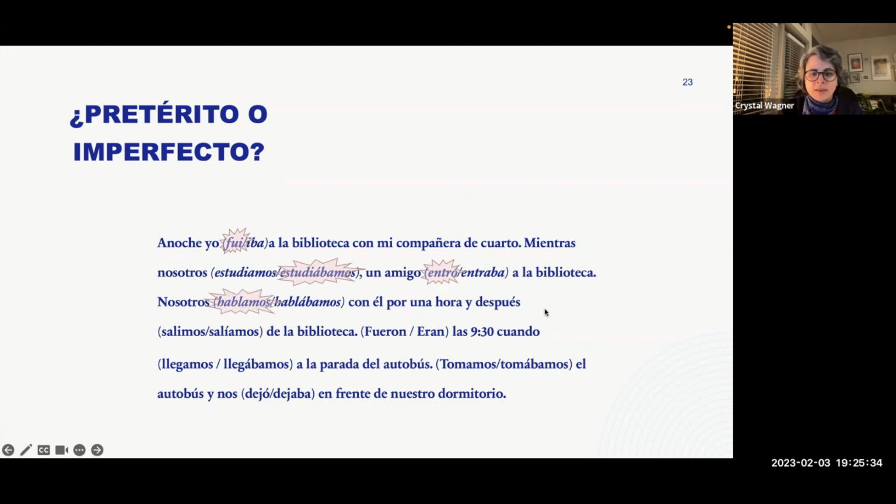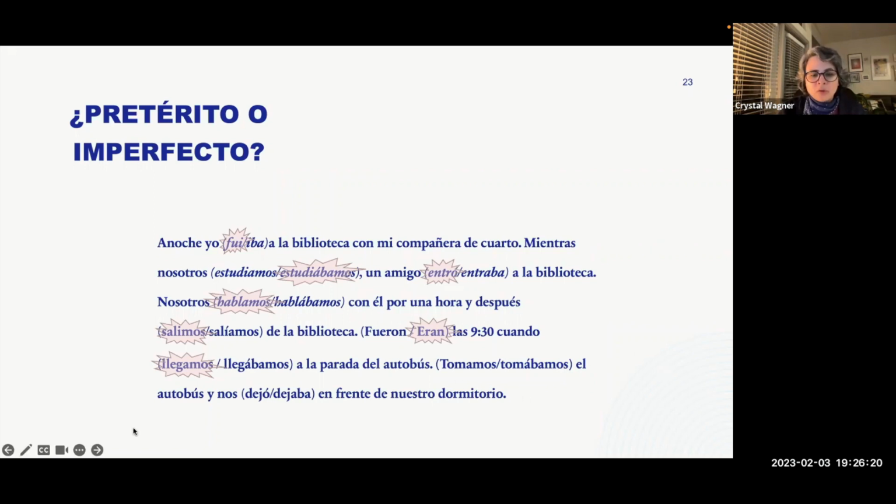We spoke for an hour. Y después, again, another keyword for the preterite, afterwards, right? Series of events. So I'm going to say that's the preterite. Yes, salimos, we left. And salir was one of those verbs, right? With the preterite. De la biblioteca. Now, time. We remember that with the imperfect, we use it for describing the time, right? So I'm going to go with the imperfect here. Eran, yes. Las 9:30, cuando. Cuando is telling me, right, when something happened. Preterite then. Llegamos a la parada. And of course, arriving to the bus stop would definitely be the preterite.